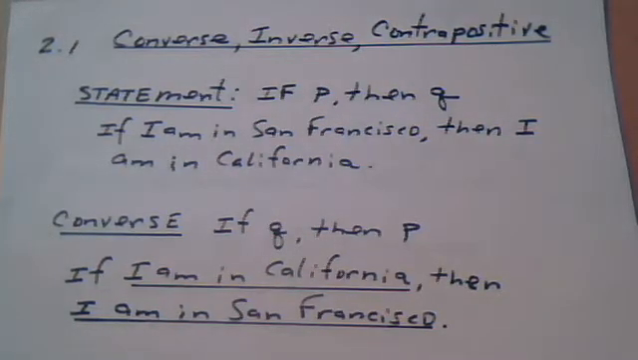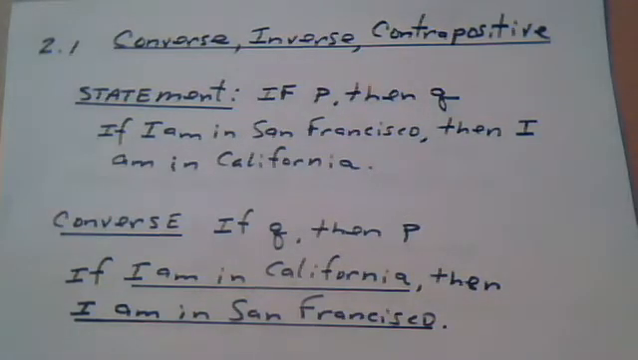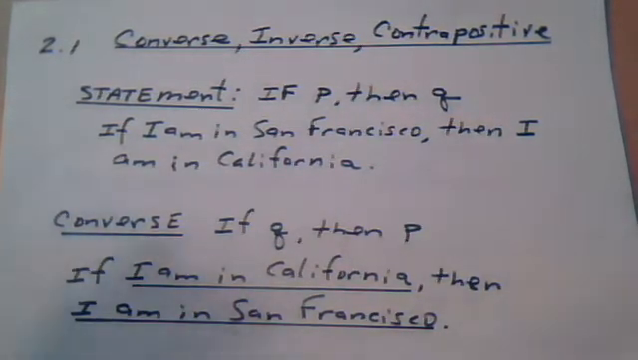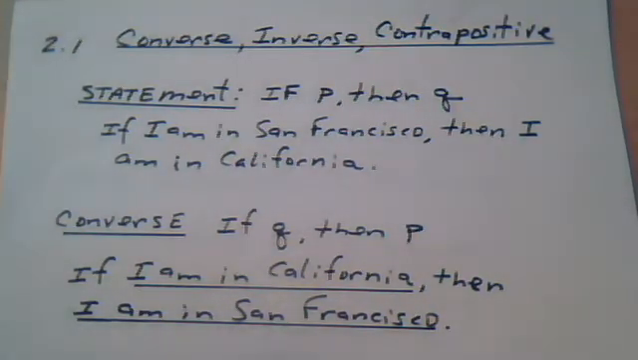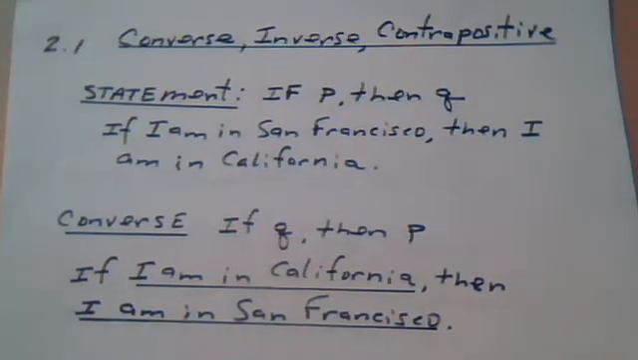The converse, the inverse, the contrapositive. If you're given a conditional statement, in other words, an if-then statement, then we have related statements. We have the converse, the inverse, and the contrapositive. In other words, if you're given an if-then statement, from that statement, you could come up with a converse of the statement, an inverse of the statement, and a contrapositive form of the statement.